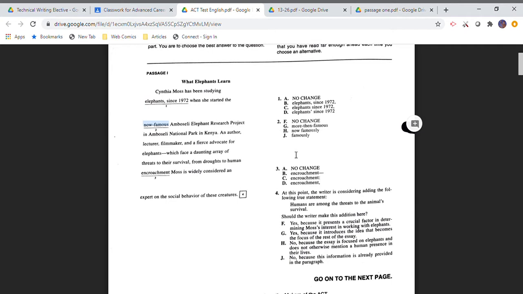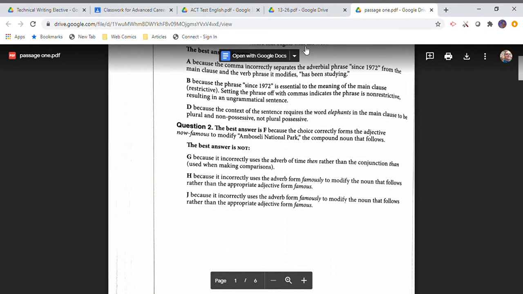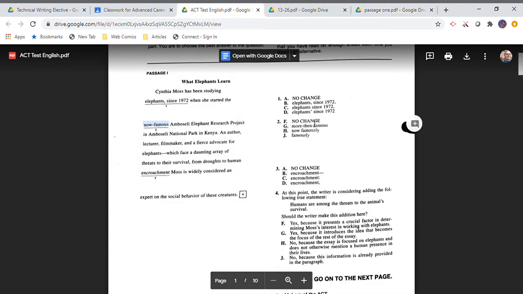When she started the now famously Amboseli, no. When she started the famously, no. Because famously describes a verb. You can do something famously, but you can't be famously. You have to be famous. So, now famous, I've said famous so many times it's losing its meaning. Right, so we're going to say no change. We're going to look over here. Question 2, the best answer is F. F, no change. We're good.